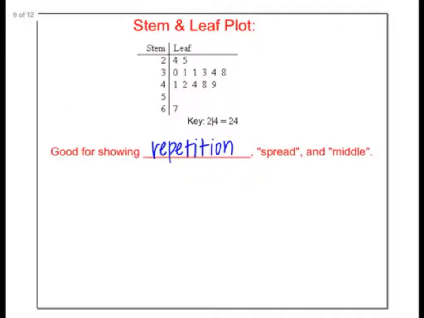Stem and leaf plot, like I mentioned earlier, you should be familiar with this from earlier math classes. The stem, or the tens place in this example here, is on the left side, and then the ones are on the right. It is good for showing repetition, spread, and the middle. So repetition, for example, I can see that 31, there's two ones there, so 31 shows up twice. I can see how the data spread out. So here the data goes from 24 to 67. I can see that easily. And I can also find the middle.